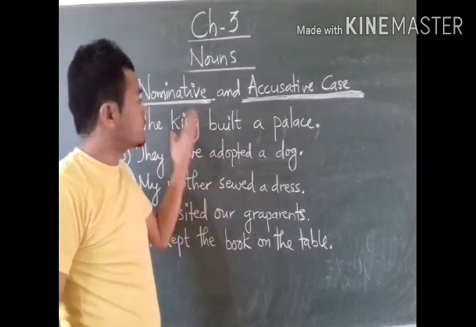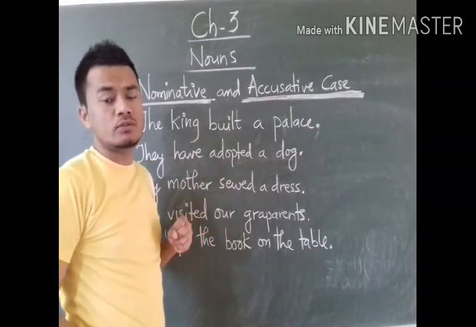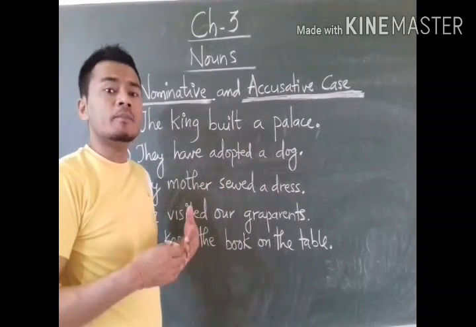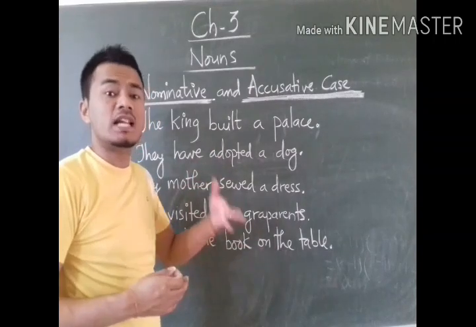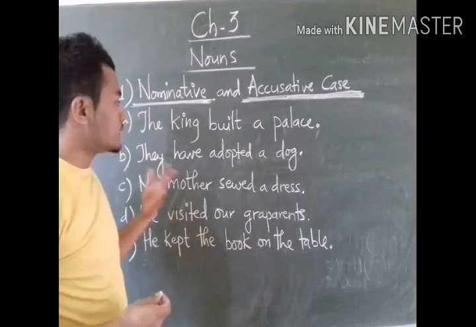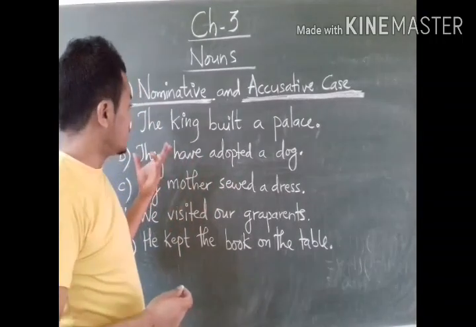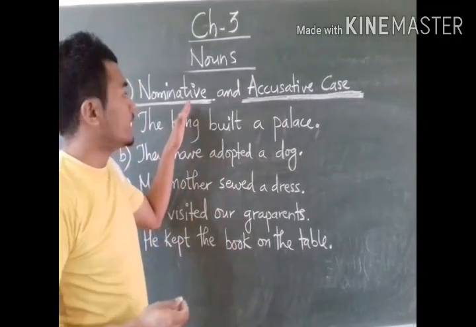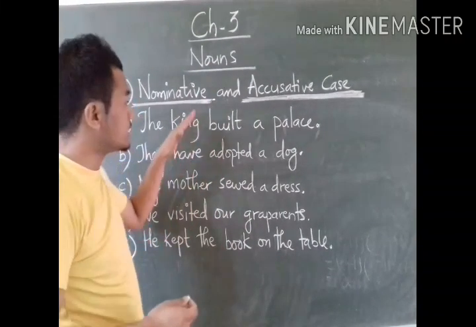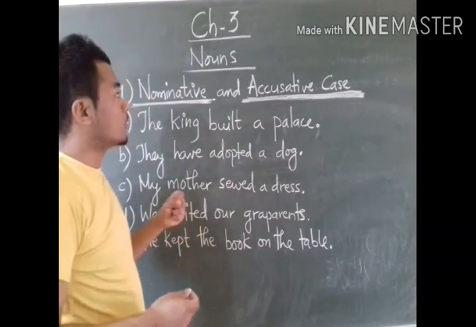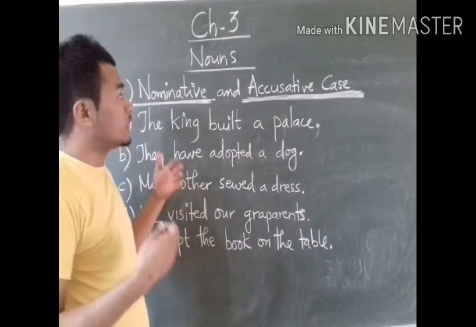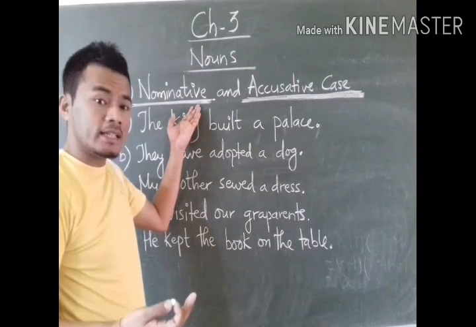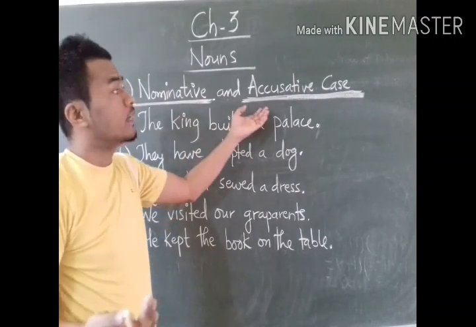Okay. Subject, nominative case; object, accusative case. Understood? And subject always comes before the verb and object comes after the verb, mostly after main verbs. So let us try to identify the nouns used in sentences, whether they are used as nominative nouns or accusative nouns. Otherwise, they are used as subject or object.